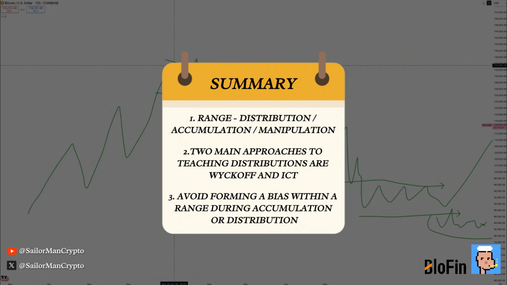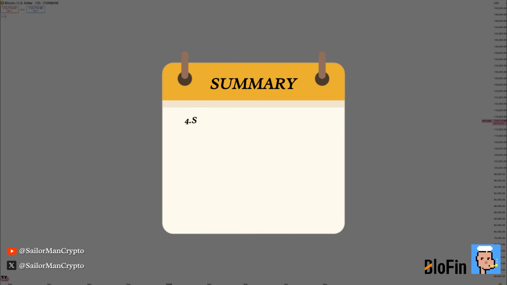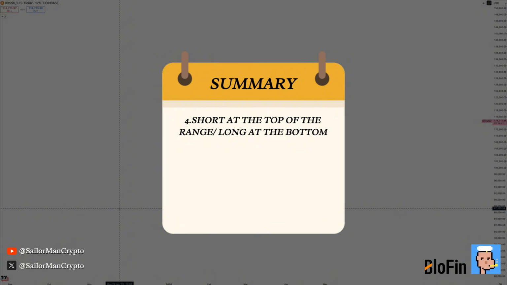What I try to do is just to position myself short at the premium and long at the discount. So short at the top of the range and long at the bottom of the range. I try to adapt my bias and I start to have some sort of expectation whenever there is a manipulation event or a spring or a deviation.